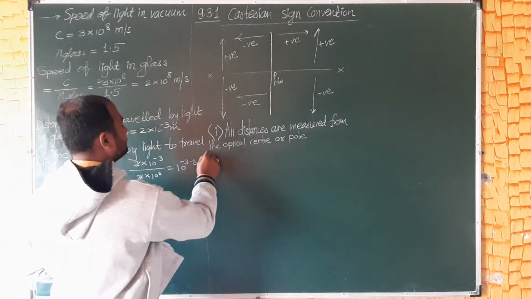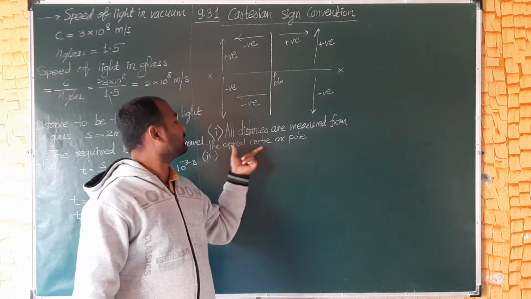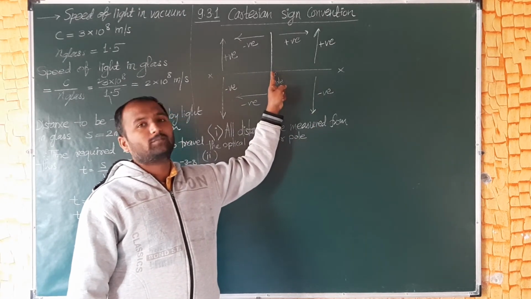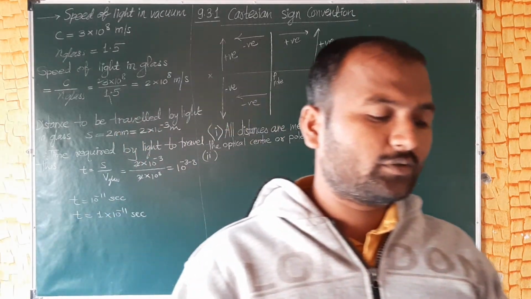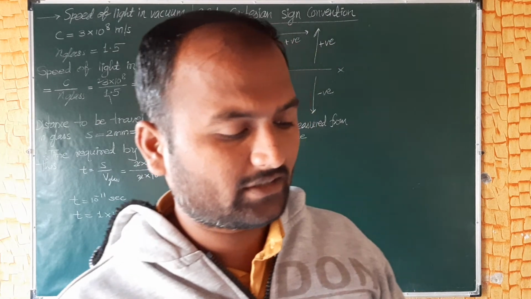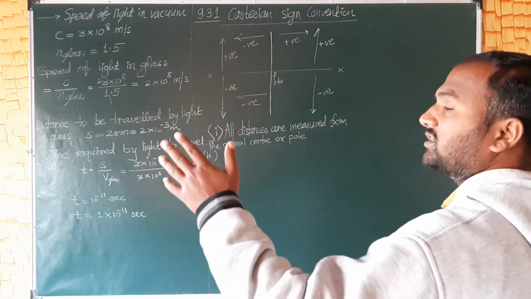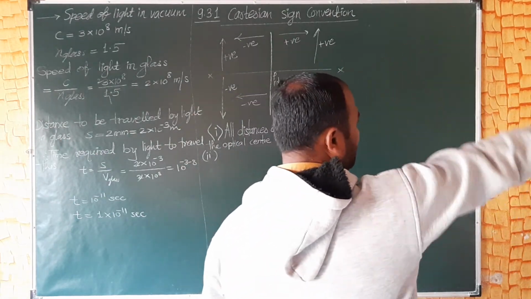सेकंड, ऑल डिस्टन्सेस कुठून मोजायचे? फ्रॉम द ऑप्टिकल सेंटर ऑर पोल. म्हणजे इकडचं डिस्टन्स असेल किंवा इकडचं डिस्टन्स असेल, कुठून मोजणार आपण या पोल पासून, त्याला ऑप्टिकल सेंटर असं म्हणतो. फिगर शुड बी ड्रॉन इन सच वे दॅट द इन्सिडेंट रेज ट्रॅव्हल फ्रॉम लेफ्ट टू राईट. फिगर कायम अशा प्रकारे ड्रॉ करायची की इन्सिडेंट रेज जे आहेत ती कायम लेफ्ट करून राईट करून मूव्ह झाले पाहिजे.